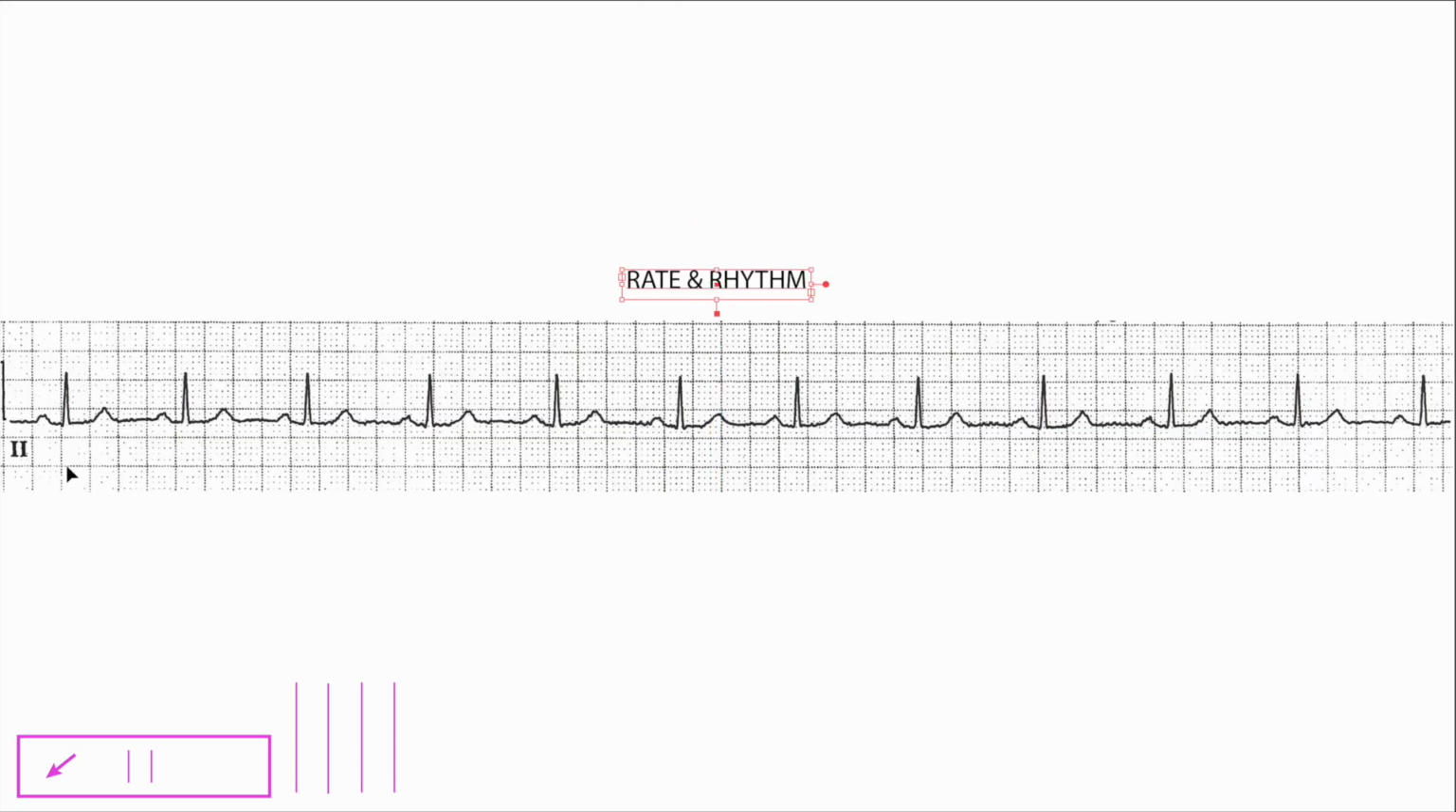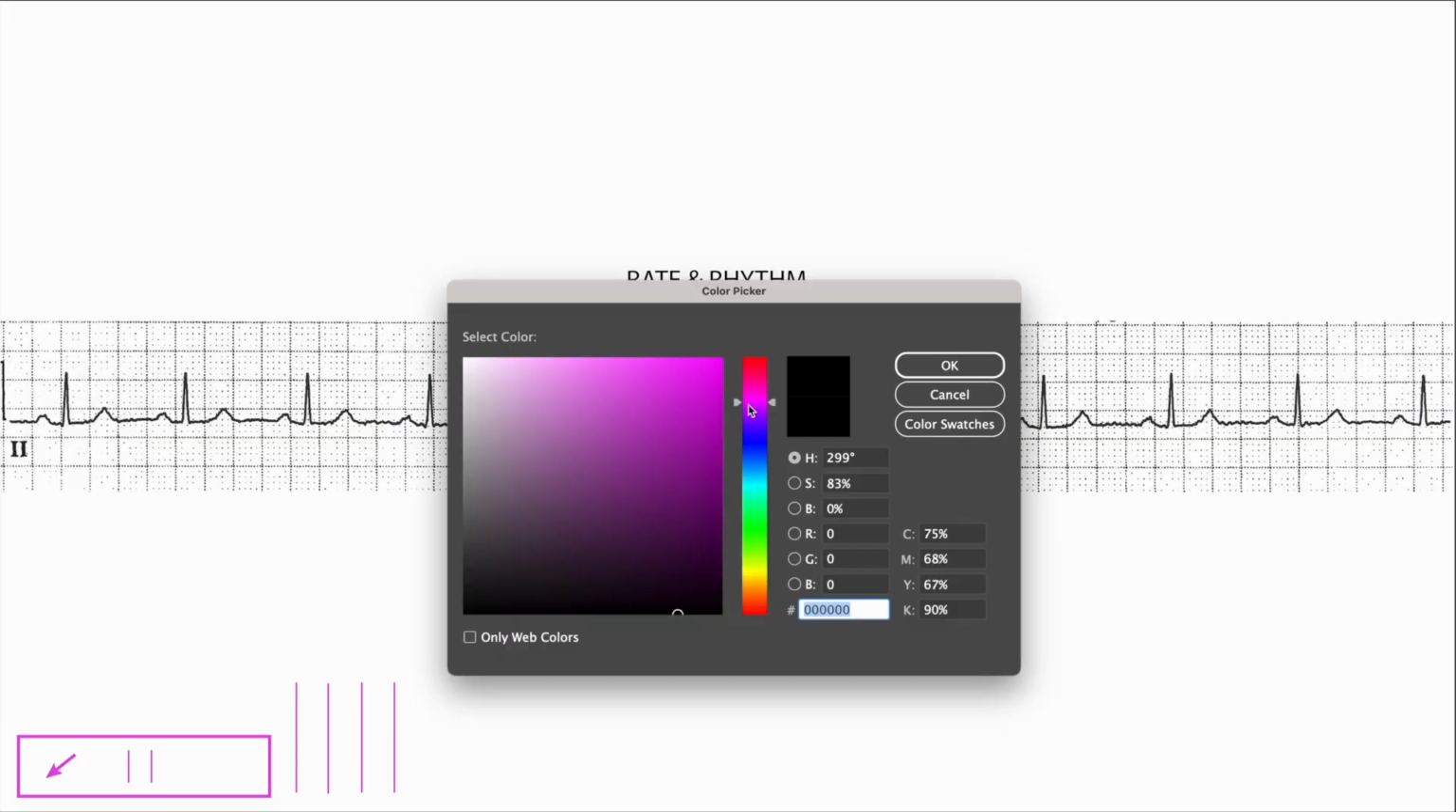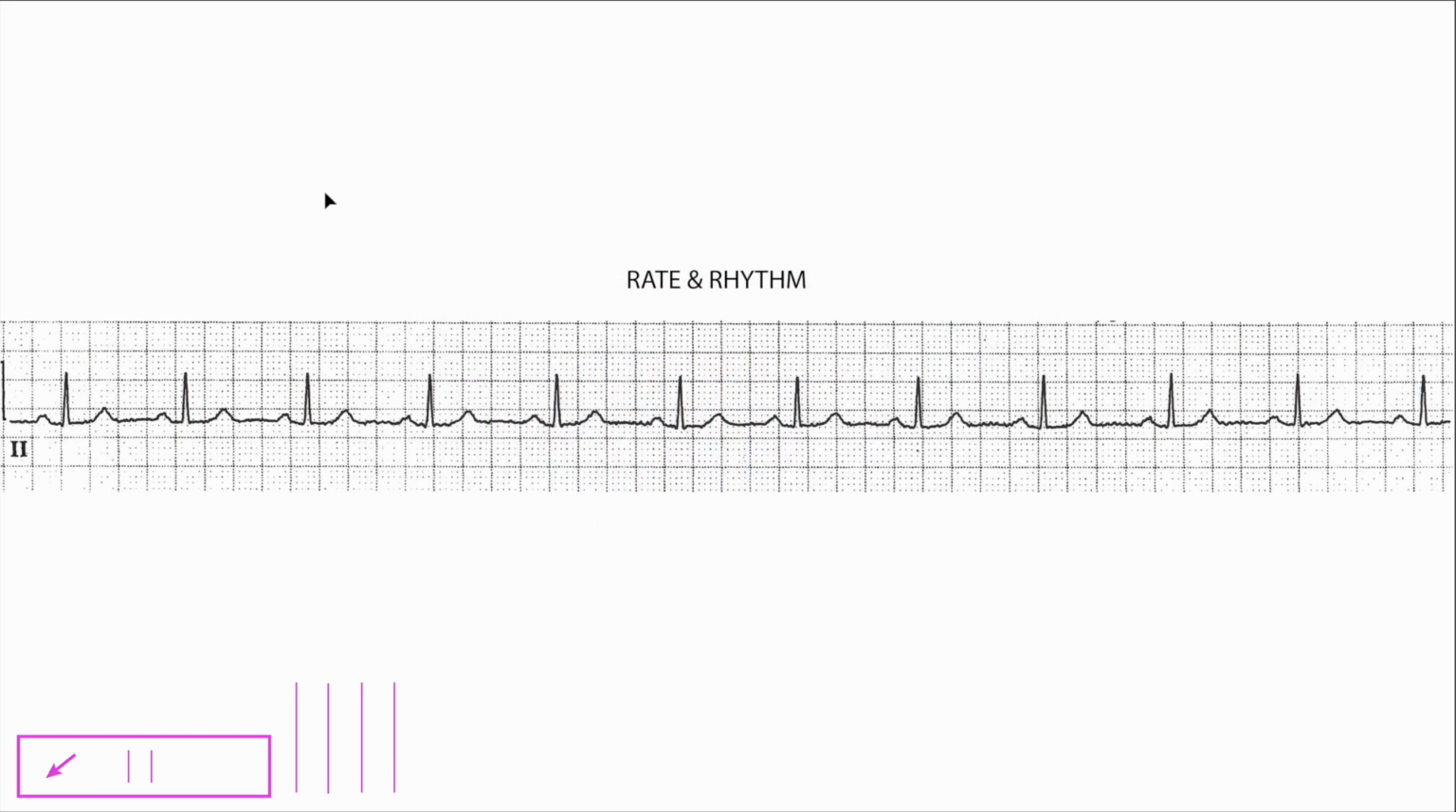So somebody hands you this single channel. The only thing you can reliably pull off of any single channel lead is rate and rhythm. And I'm sorry, guys, my setup today is a little bit off. The only thing you can really reliably pull is rate and rhythm. And as far as the rate goes, that's pretty straightforward. Find a couple of your R waves, QRSs, and then just measure the distance between them.